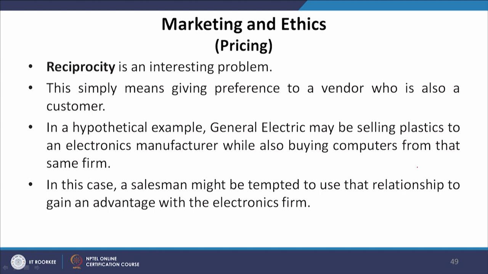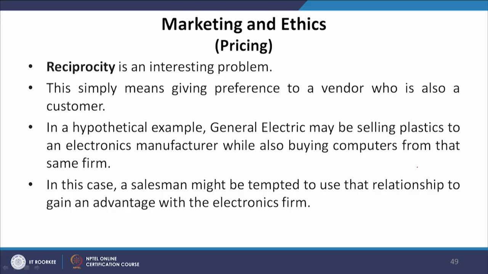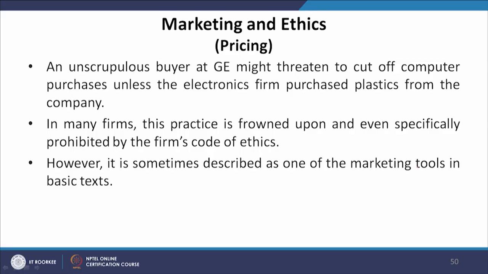Reciprocity is an interesting problem. This simply means giving preference to a vendor who is also a customer. In a hypothetical example, General Electric may be selling plastics to an electronic manufacturer while also buying computers from that same firm. In this case, a salesman might be tempted to use that relationship to gain an advantage with the electronic firm. An unscrupulous buyer at GE might threaten to cut off computer purchases unless the electronic firm purchased plastics from the company.